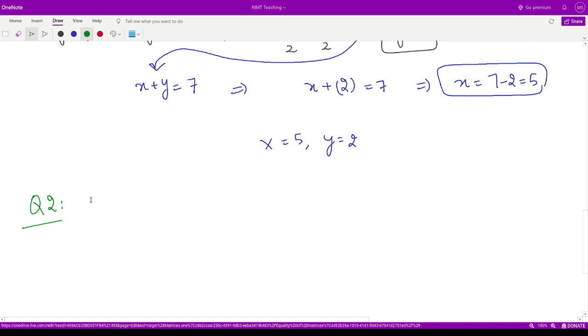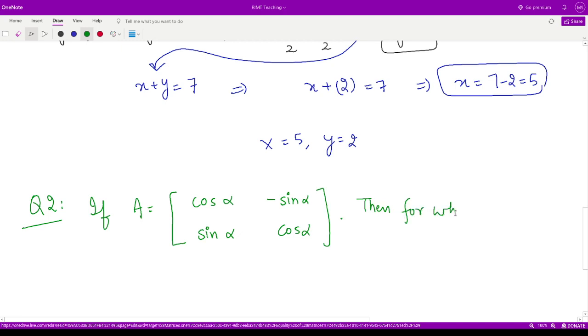So the question is, suppose we are given some matrix capital A, which is a 2 cross 2 matrix having entries cos of alpha, minus sine of alpha, and then sine of alpha, and then cos of alpha. Then they are asking, for what values of alpha is the matrix capital A an identity matrix?